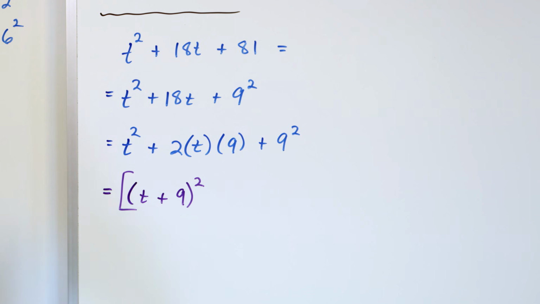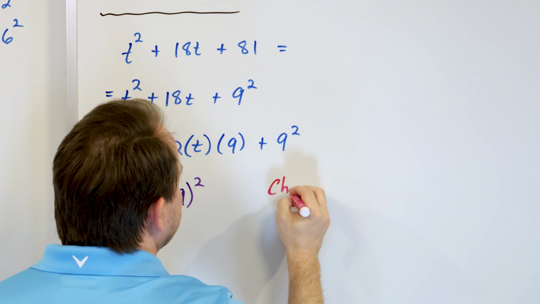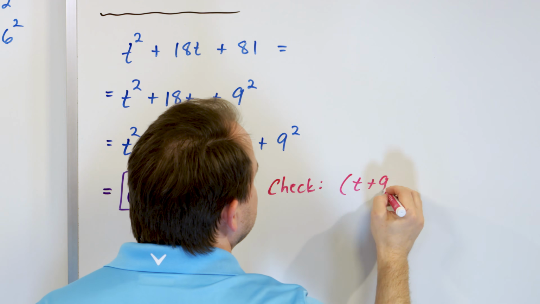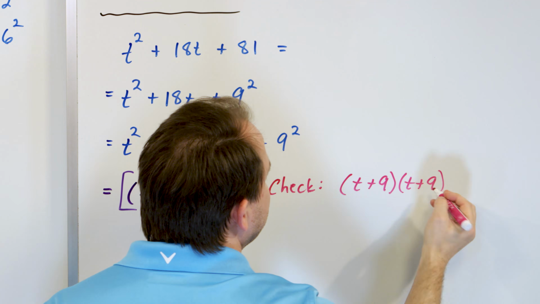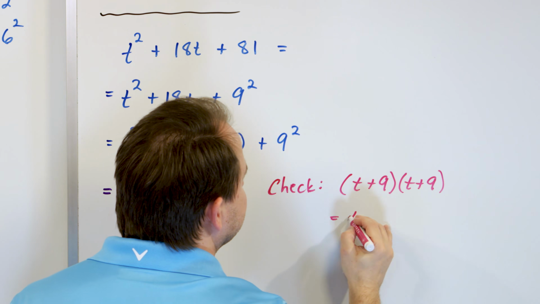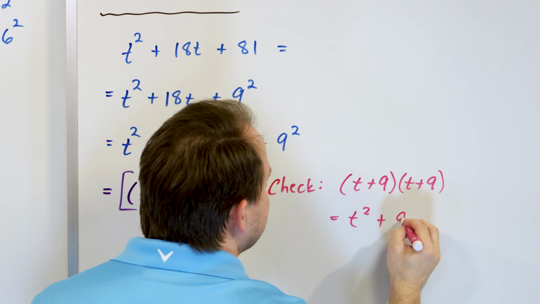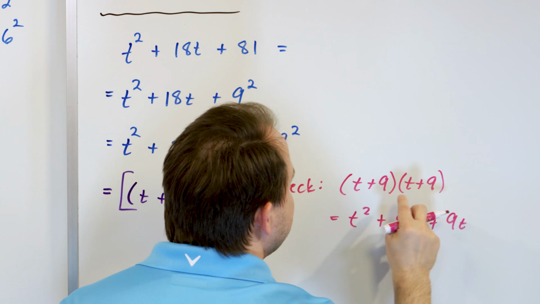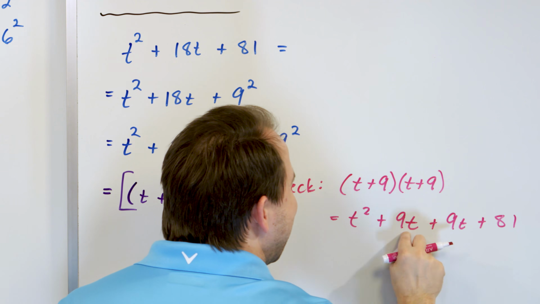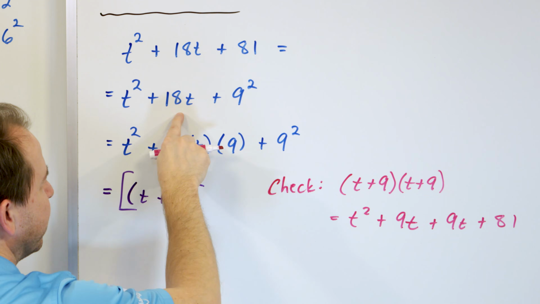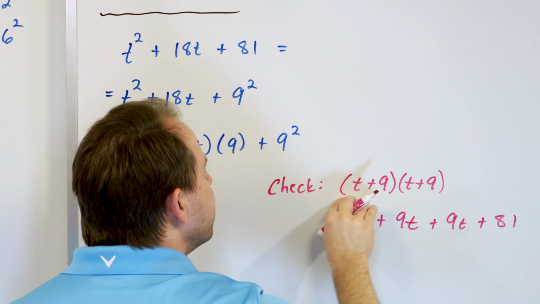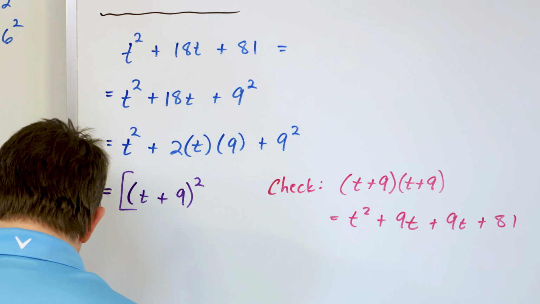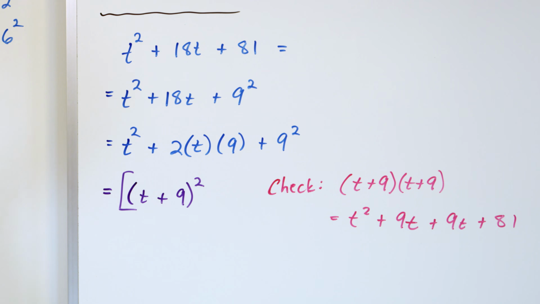And then if you want to check it, which I always encourage you to do, I'll just check it real quick. I won't do this for all problems, but t plus 9 squared is t plus 9 times t plus 9. And we all know how to multiply this. T times t is t squared. T times 9 is 9t. Then we move here. 9 times t is 9t. And then 9 times 9 is 81. We can add these to give us 18t, which is the middle term, and the first and last terms match. So when we multiply out our answer, we get back what we started with, which is exactly how every one of these problems should go.